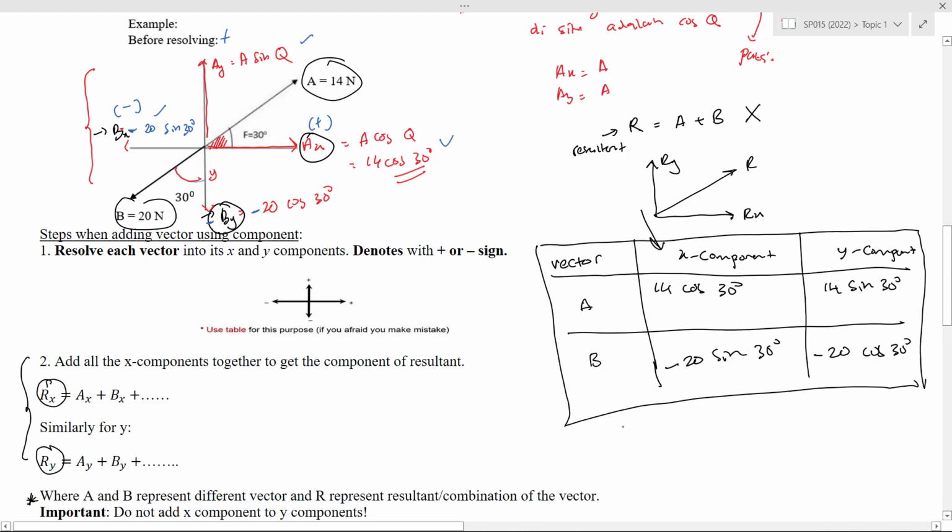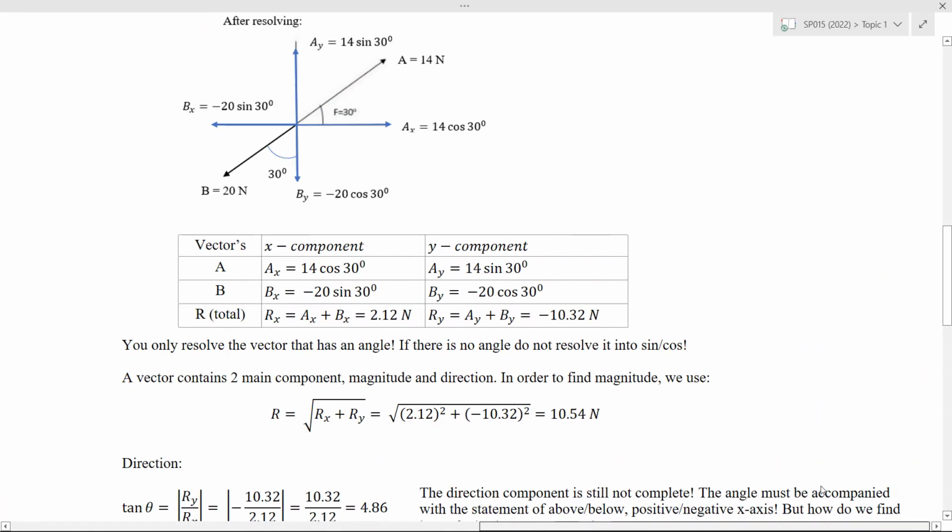So, you can find our vector Rx, which is the resultant gabungan vector A dengan B by simply adding vector AX with BX. Nampak tak? X can only be added by X. Similarly, Ry can only be added by Ry. You cannot combine the vector. Okay, kat sini saya dah tuliskan, simplifykan untuk korang semua.